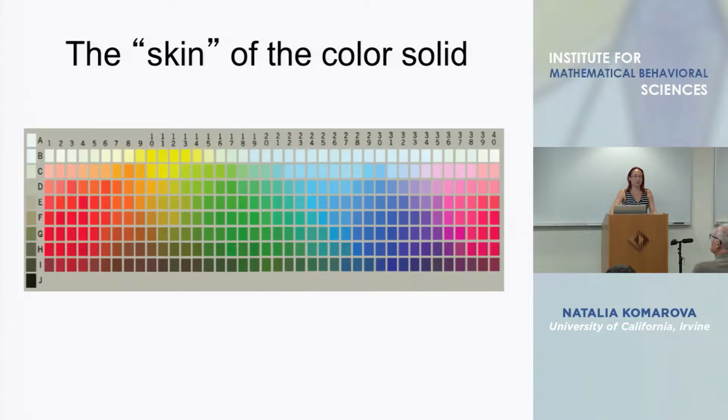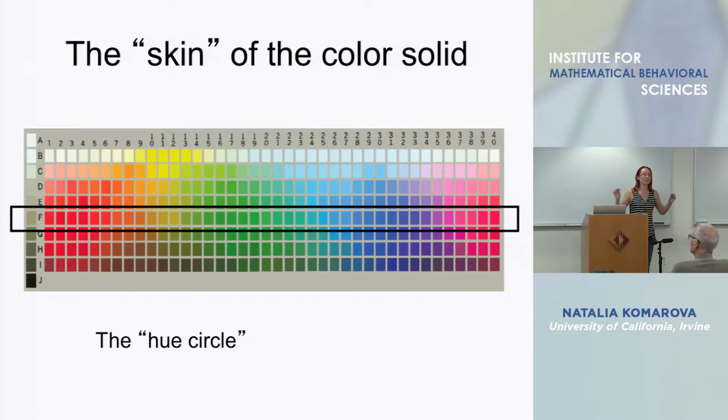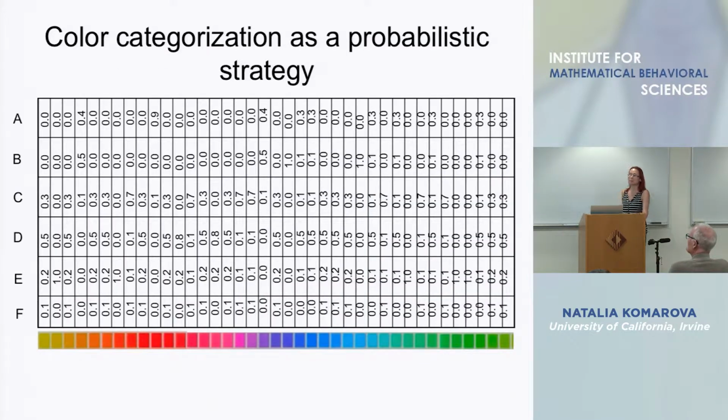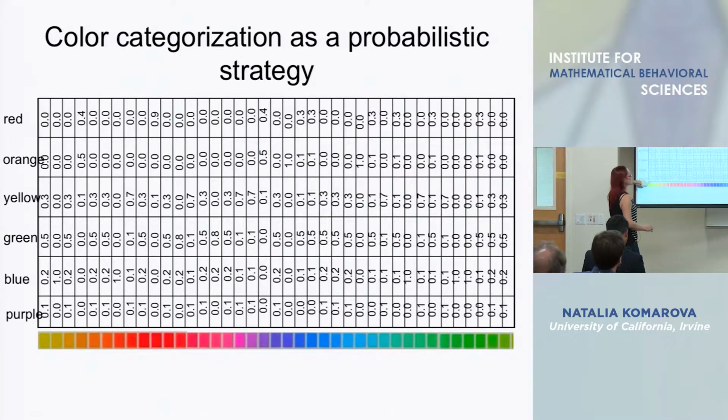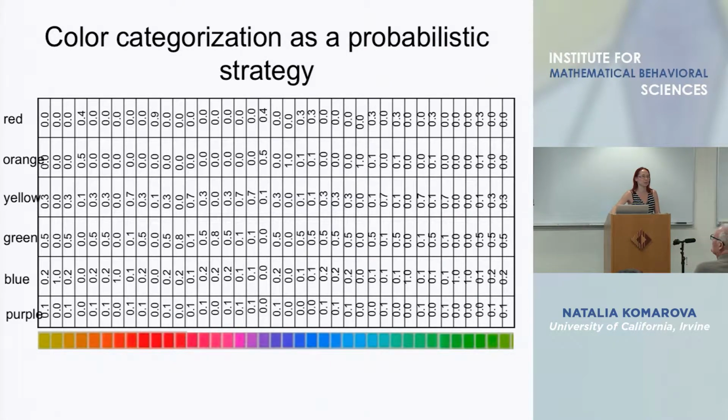So here's a model that we use to try to understand these things. Take the skin of the color solid. That's 2-dimensional. Now reduce it to 1D. That's just the color circle. And this is how we present categorization mathematically. It's a table of probabilities. For example, these are words, and these are all the different stimuli. And these are probabilities to call a stimulus purple, blue, or green, and they add up to 1. So we have a probability to call each color each name.